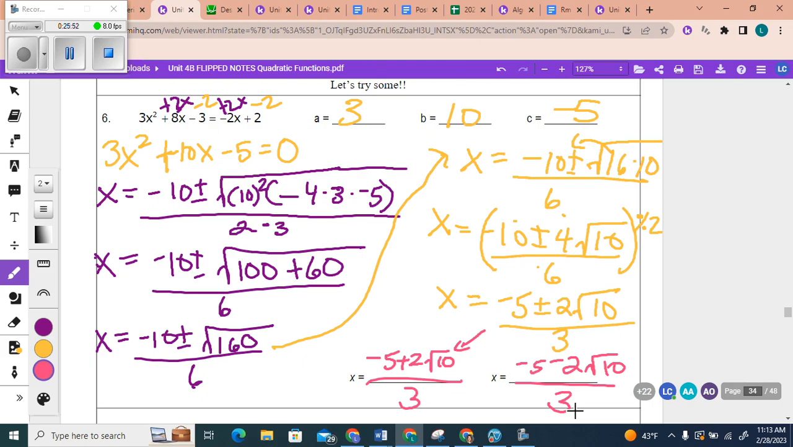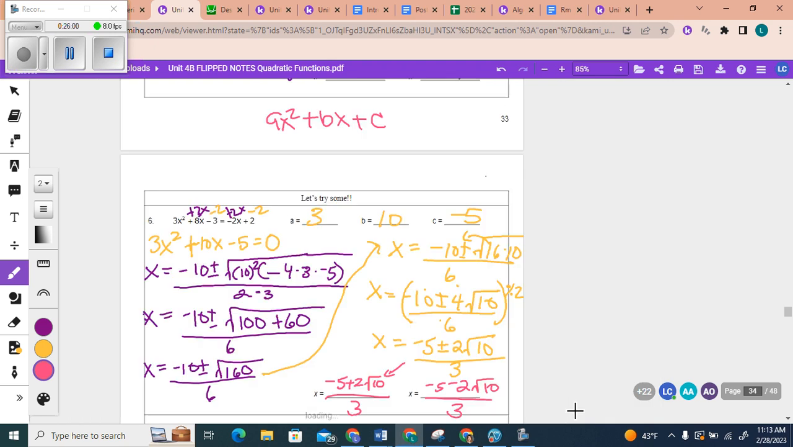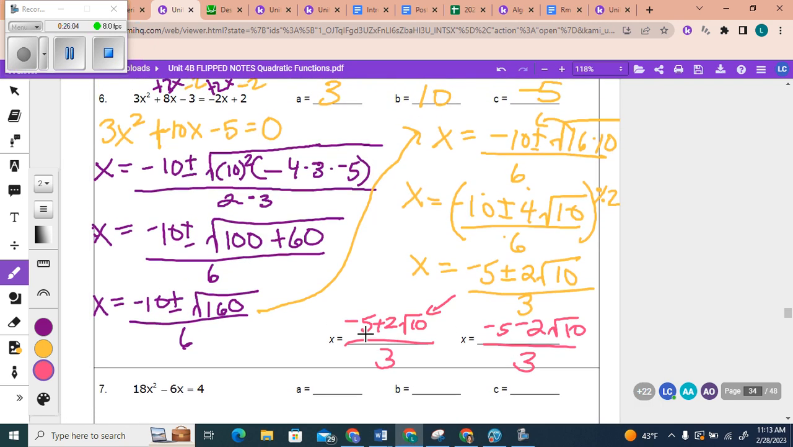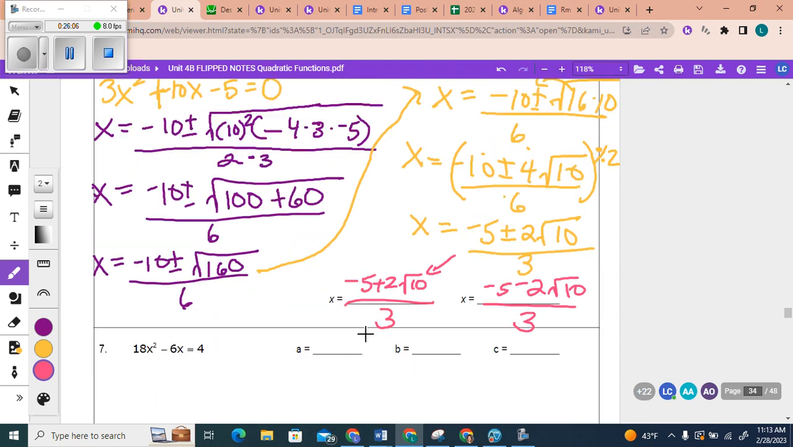Okay, questions? All right. That's it. Number 7, is it in standard form? No, how do we move it? All right, that's what you need to do to get your stamp today. You need to get number 7 correct.